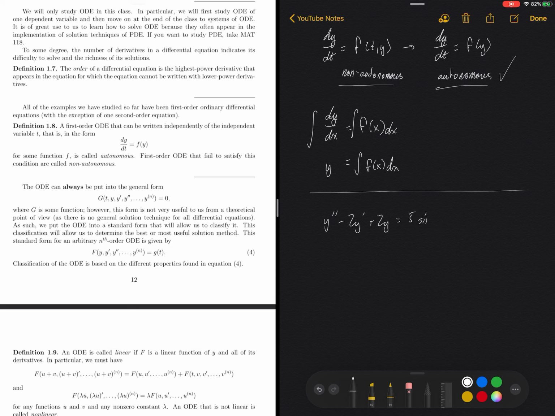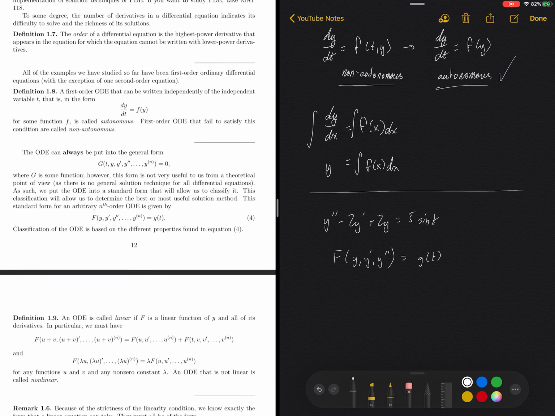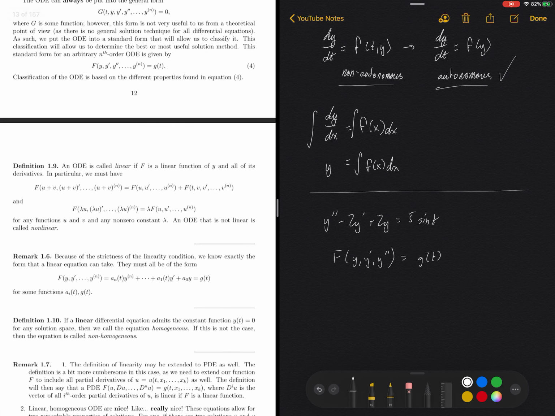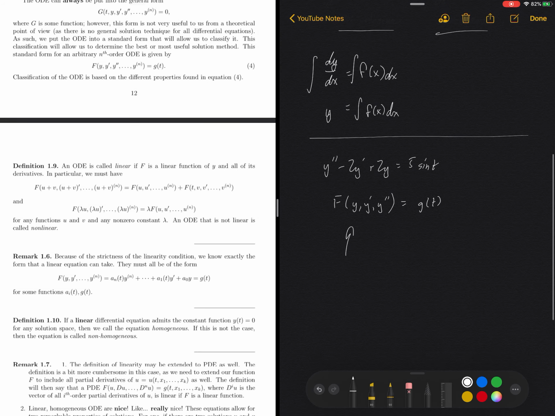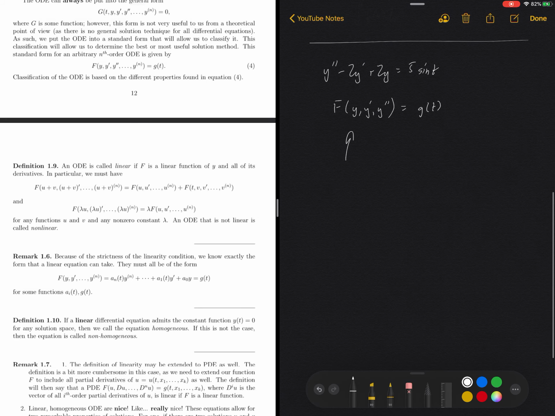What we usually like to do instead is keep it in that form. So this y double prime minus 2y prime plus 2y equals 5 sine of t. I'm going to put all of the y pieces on one side of the equation, and this will be some function little g of t on the right. This actually helps us organize the complexities of the equation into more manageable pieces. Specifically, I can talk about what happens to y and its derivatives under this function F.